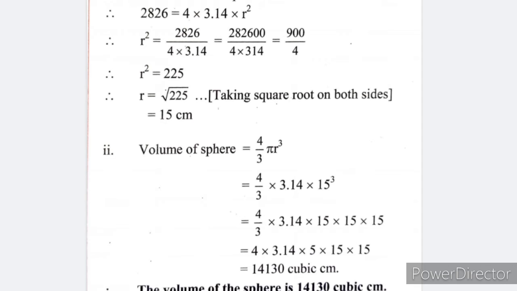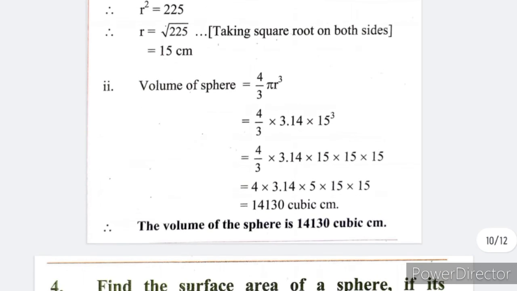Now we have to find the volume of the sphere. We got the r, so we can find what we need. So 4 upon 3 pi r cube is the formula for the volume of a sphere. So 4 upon 3 into 3.14 into 15 the whole cube. 4 upon 3 into 3.14 into 15 into 15 into 15. I wrote it this way so that it will be easy for us to calculate, and we can also simplify, 3 5s are 15, so we can simplify it, and at last if you calculate you will get the answer as 14,130 cubic centimeter. So therefore the volume of the sphere is 14,130 cubic centimeter.